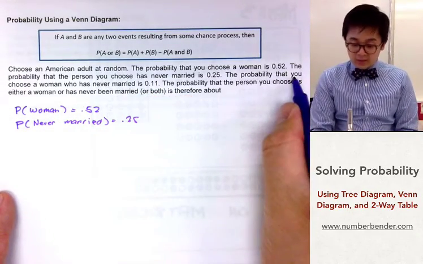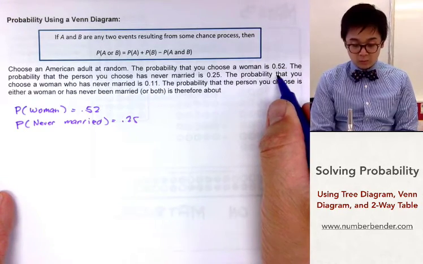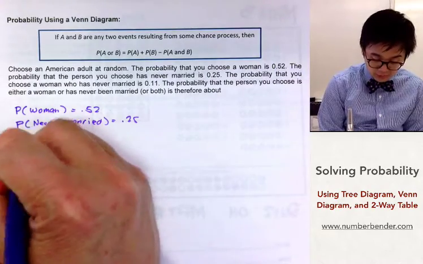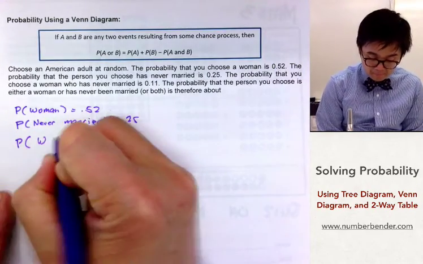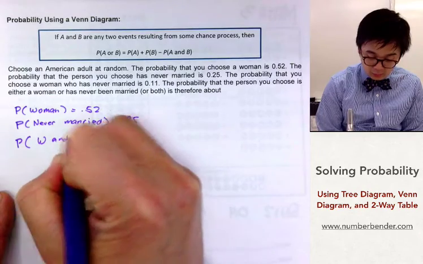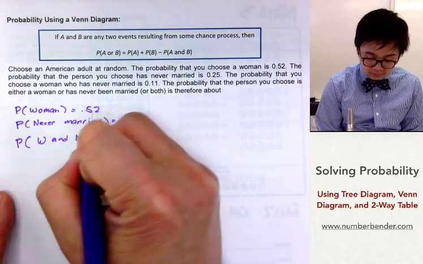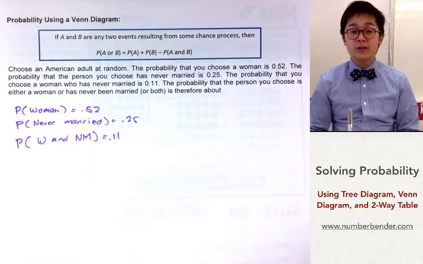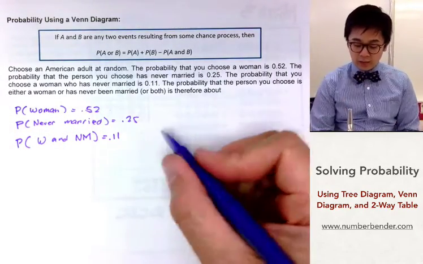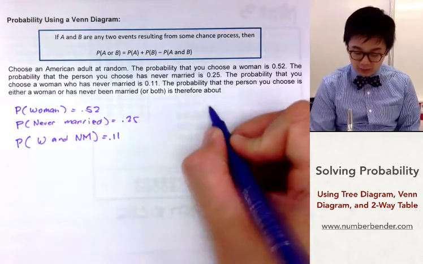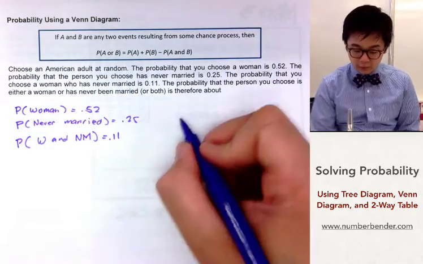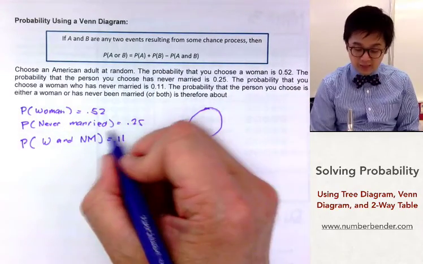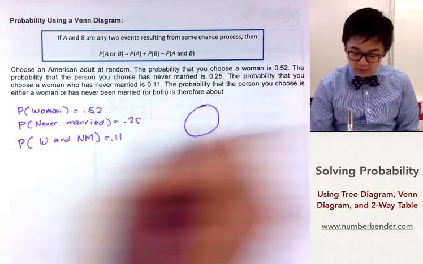The probability that you choose a woman who has never married is 0.11. So that means that's the intersection of these two probabilities, which is 11%. This is our given information, and if we make a Venn diagram, these are our two events, selecting a woman and selecting a never married person. They have an intersection of 11%.